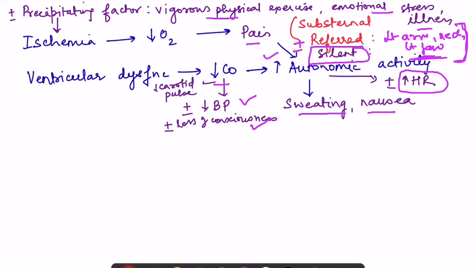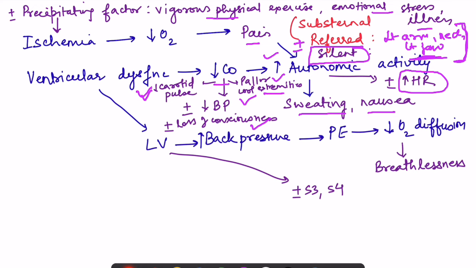Then because of decrease in cardiac output, there will be decreased carotid pulse. So if we feel the pulse, the volume will be very less. Extremities will be cool and pallor will be present, again because of decreased blood flow to the extremities.